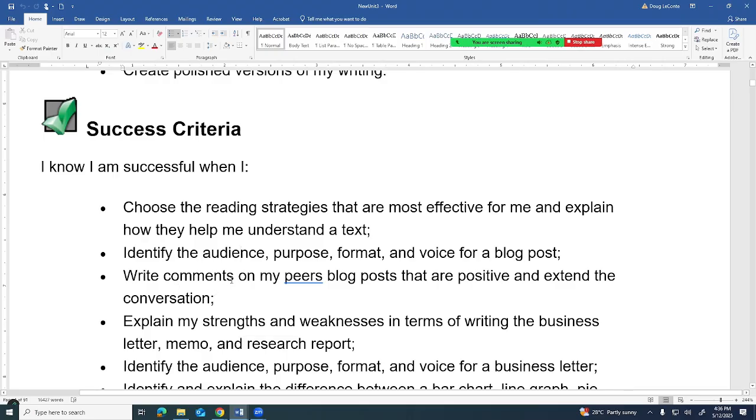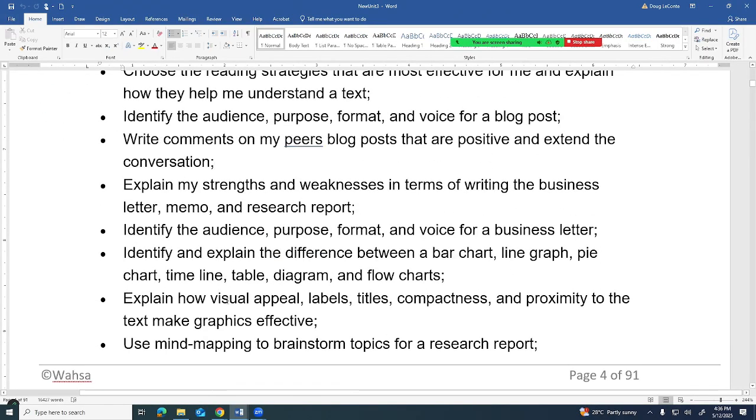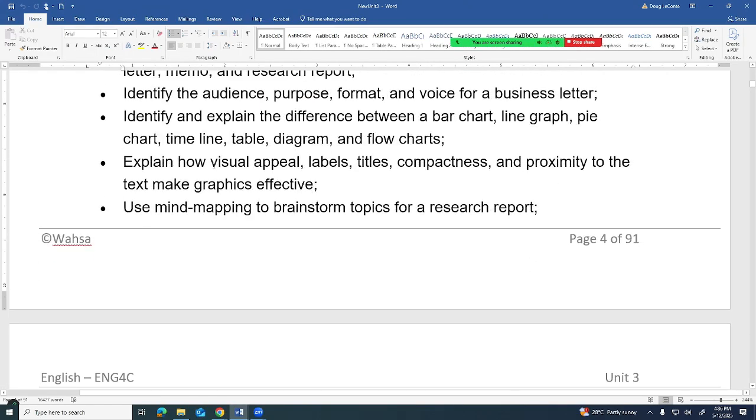If you're successful when you write comments on your peers' blog posts, well, there's another section there. We don't do posts. It's too bad we couldn't do it, but it's a great way to show a different type of learning. Explain your strengths and weaknesses in terms of writing business letter, memo, and research report. Identify the audience, purpose, and format for a business letter.